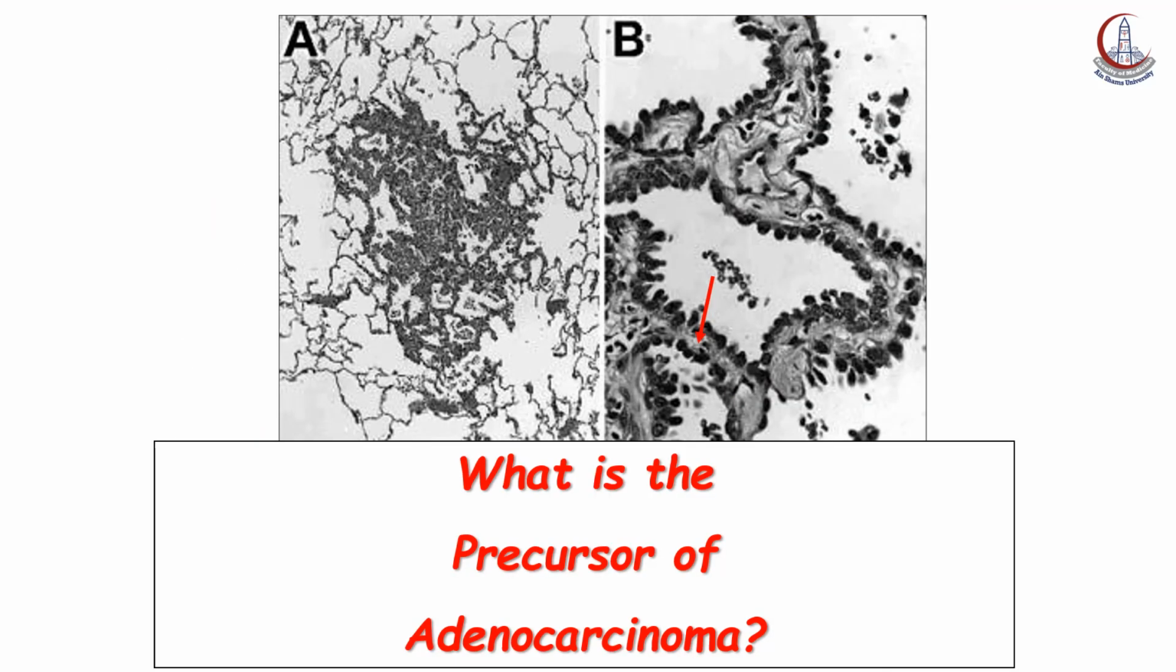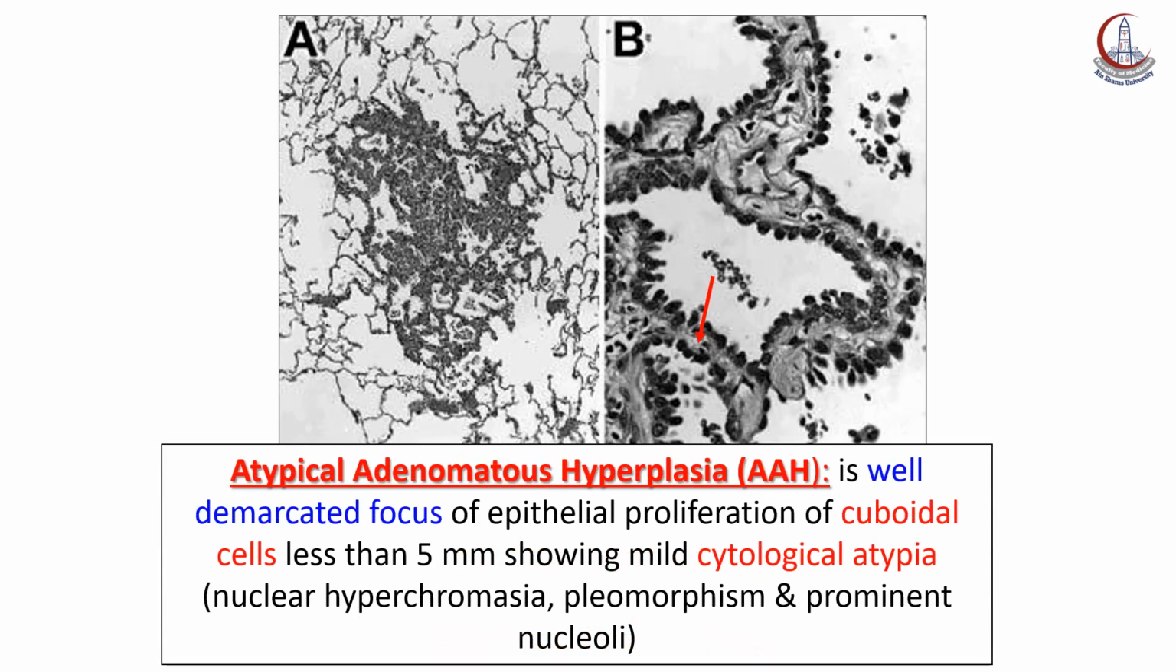What is the precursor of adenocarcinoma? The precursor is atypical adenomatous hyperplasia. It is a well-demarcated focus of epithelial proliferation of cuboidal cells, less than 5 millimeters, showing mild cytological atypia in the form of nuclear hyperchromasia, polymorphism, and prominent nucleoli. This is the focus of atypical adenomatous hyperplasia, and the high power shows the alveoli lined by atypical cuboidal cells.